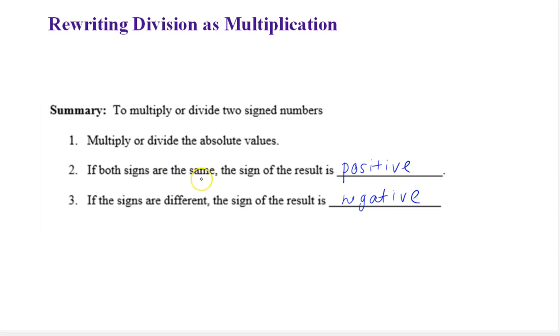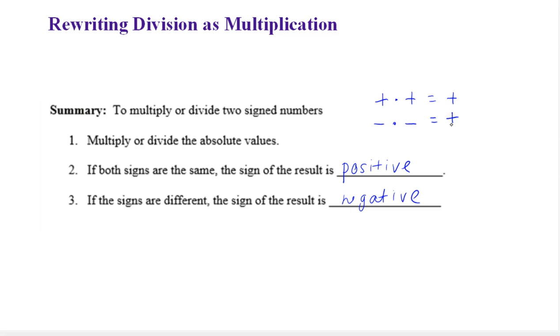If both signs are the same, the sign of the result is positive. So a positive times a positive is positive. And you know that 3 times 4 is positive 12. A negative times a negative is also positive. And make sure you use this type of language. A lot of times students say 2 negatives make a positive. That's not necessarily true. So the product of two negatives and dividing two negatives, the result is positive.